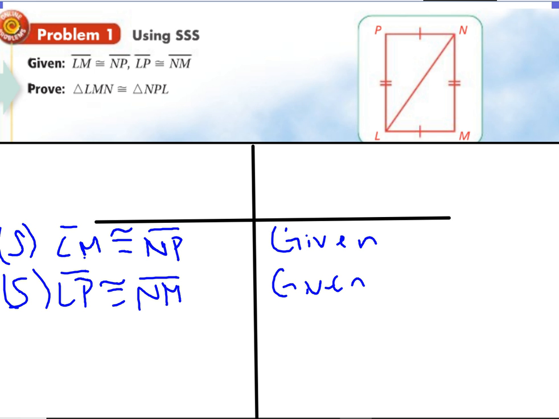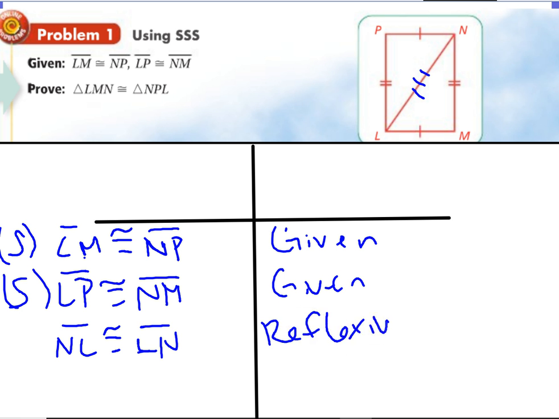Well, again, guys, don't try to reinvent the wheel. Right off the bat, you see another shared side. Use it to your advantage. Reflexive property. So I can say that NL is congruent to LN by the reflexive property of congruence. Okay? So again, let's talk about this.